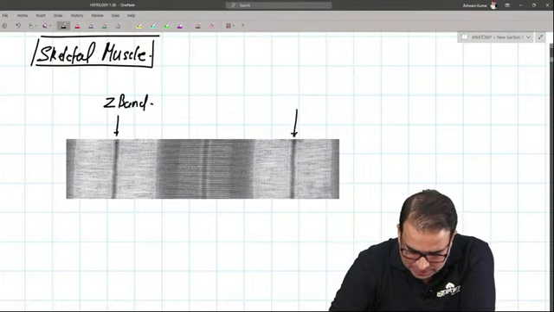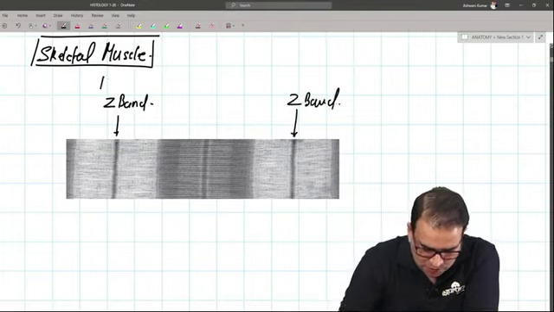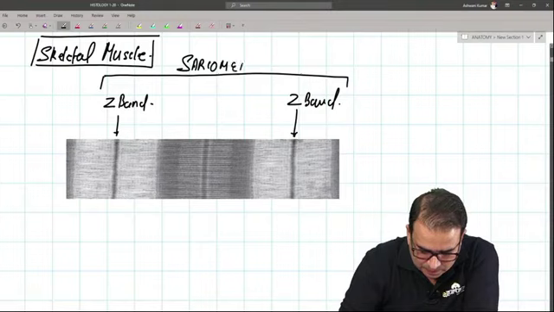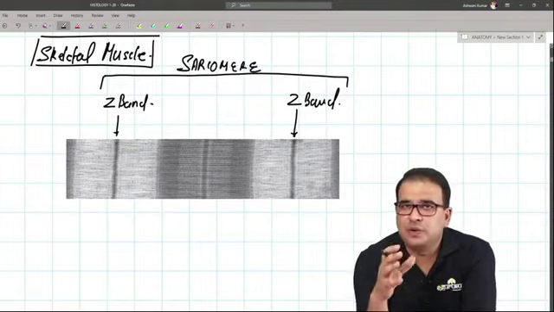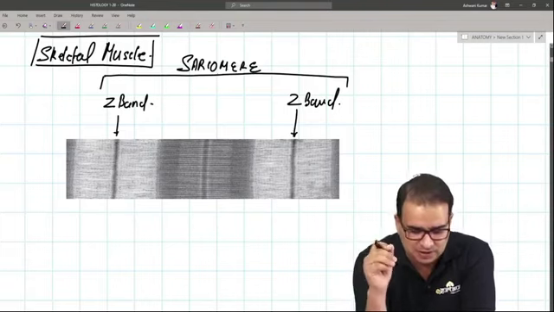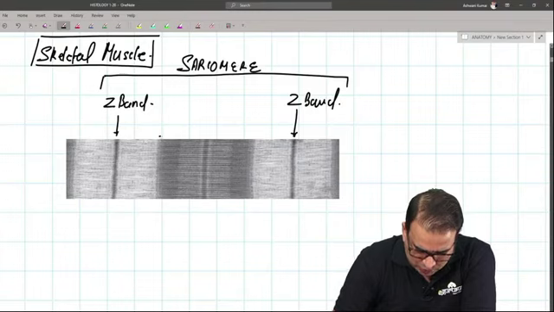and there is another Z band that you can see in there. And you know that between the two Z bands is a sarcomere. The functional unit of the skeletal muscle, the sarcomere, stretches from one Z band to the other Z band here. Look at this zone, which I am marking here.